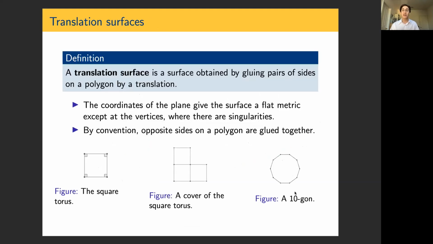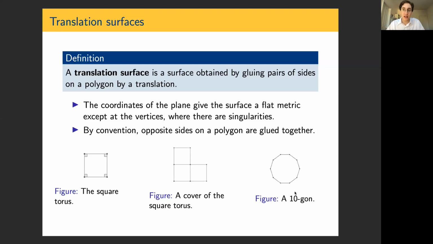In general, a translation surface is a surface obtained by gluing pairs of sides on a polygon by a translation. That is to say, when we go through one of the sides and come out the other side, we are not rotated or reflected, we are just translated. And a translation surface will be a surface just like a sphere, a torus, or a torus of higher genus. However, because it's represented by a polygon in the plane, the coordinates of the plane will give the surface a flat metric except at the vertices, where there are singularities.